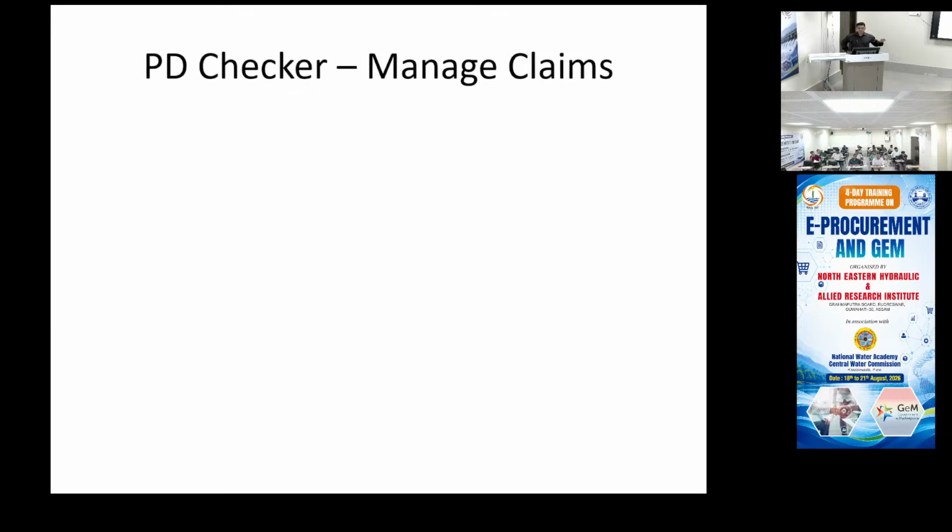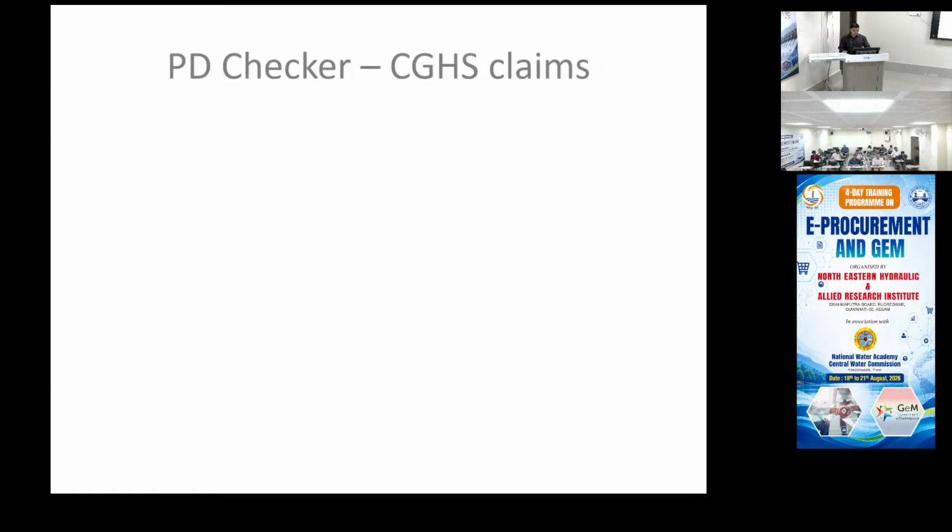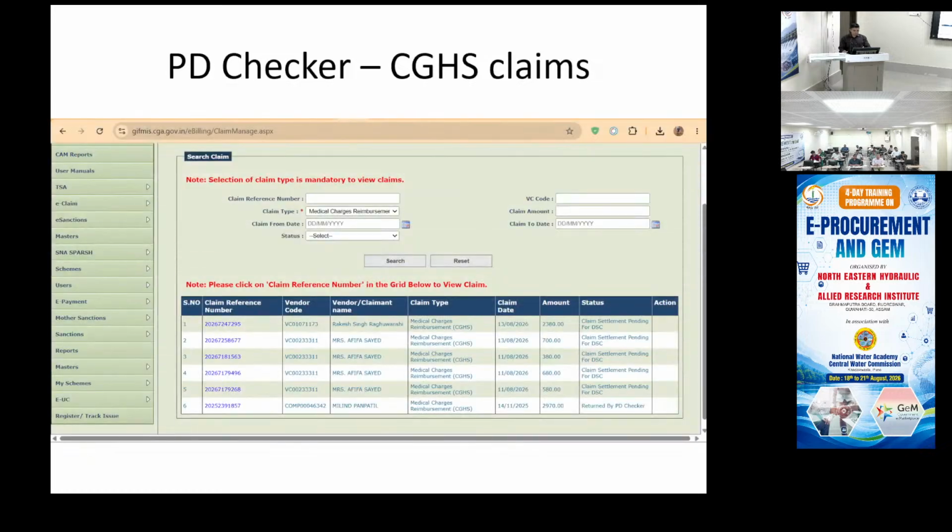Now it comes to PD checker. From the maker you forward to the checker. Checker will go to manage claims. Here also you have to select medical. If it's a medical bill, you have to select medical and search. So this claim for 700, in the settlement we had put 700 and we forwarded it to PD checker. Abhi PD checker mein it's showing claim settlement pending for DSC.